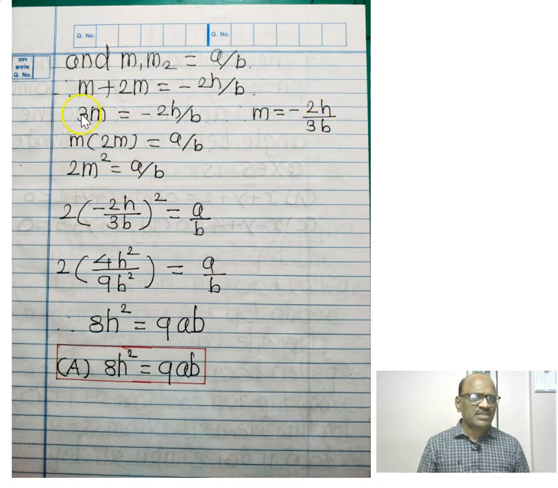But what is next? Their product, that is m1 into m2, is equal to a upon b. That is m into 2m is equal to a upon b. Now simplify this. That is 2m square is equal to a upon b. That is 2 times minus 2h upon 3b, whole square, is equal to a upon b. After the simplification, you are getting 2 times 4h square upon 9b square is equal to a upon b. Therefore, 8h square is equal to 9ab, and hence option A is the correct one.